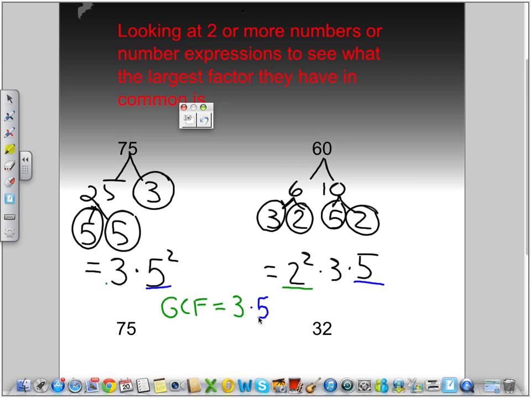But I don't want you to express GCF like 3 times 5. I actually want you to come up with what that is, which in this case is pretty easy, 15. Sometimes it's a little bit more difficult. So 15 is the greatest common factor of 75 and 60. Okay, so let's go down to the next problem.